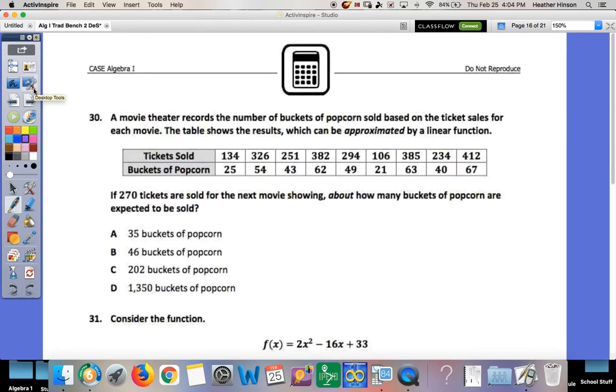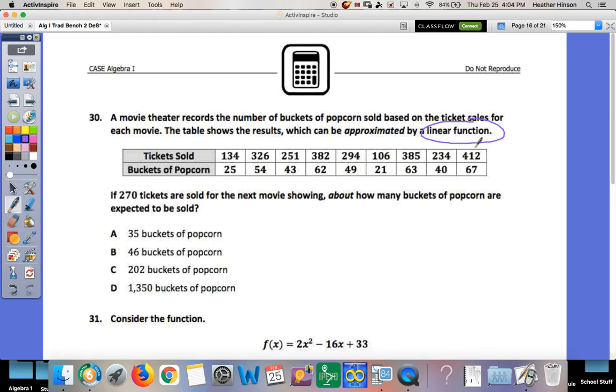Okay, 30. A movie theater records the number of buckets of popcorn sold based on the number of tickets for each movie. The table shows the results, which can be approximated by a linear function. If 270 tickets are sold for the next movie showing, about how many buckets of popcorn are expected to be sold? Now, if you look at this table, we are looking at a linear function, but our numbers are not in order. It's all over the place.